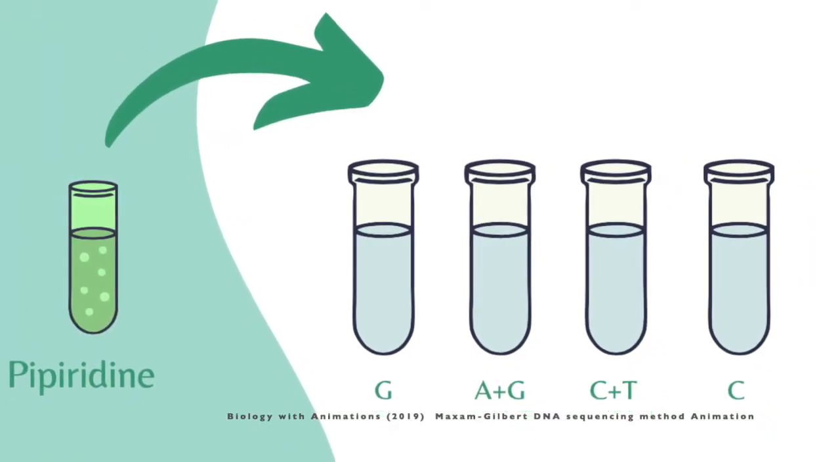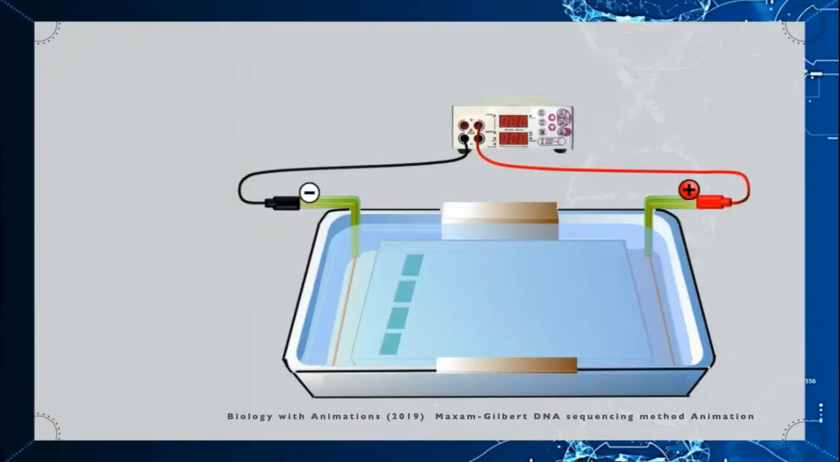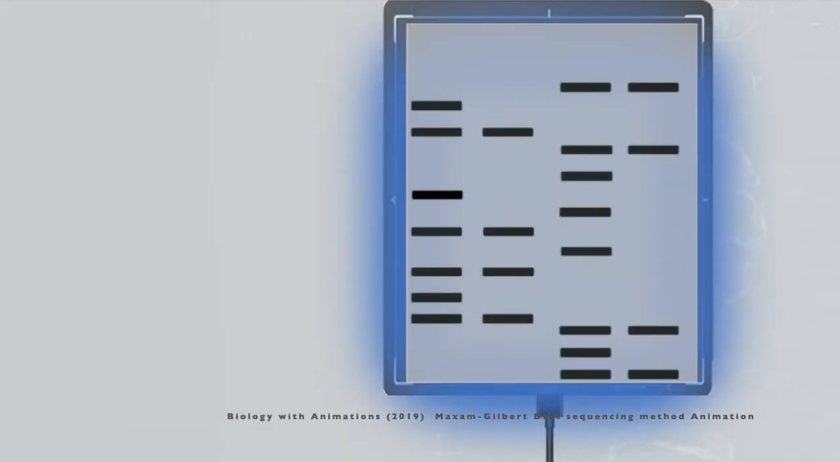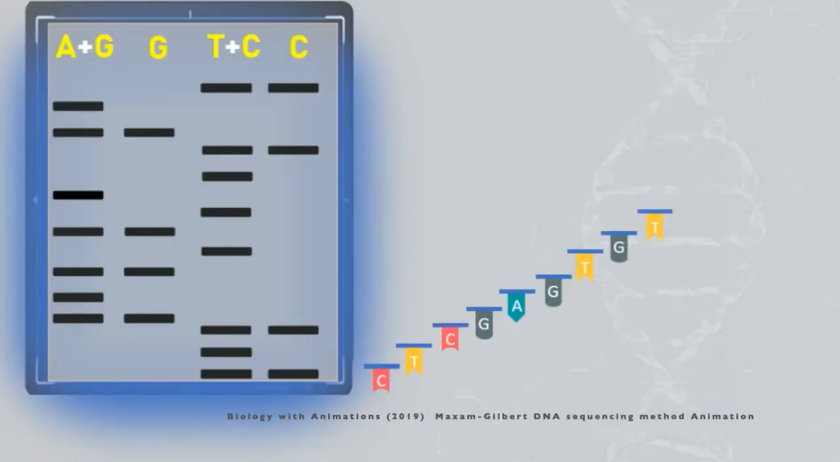Piperidine is then added to every tube for its transition reaction. Finally, electrophoresis takes place and fragments migrate in an acrylamide gel. Through X-rays, bands show the location of radiolabeled DNA.